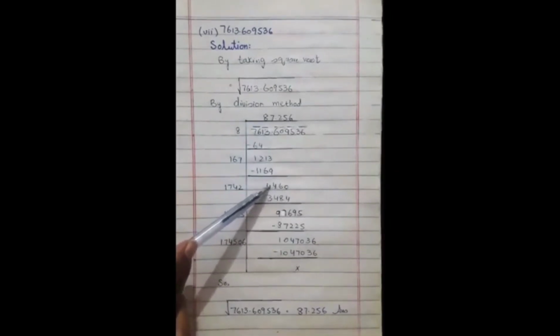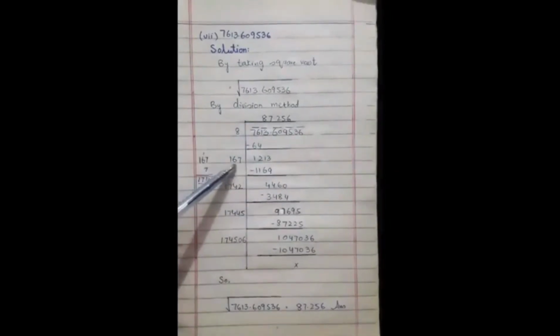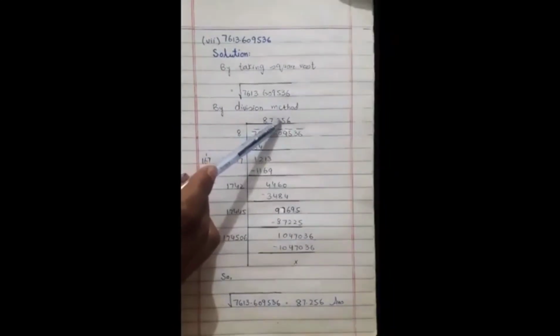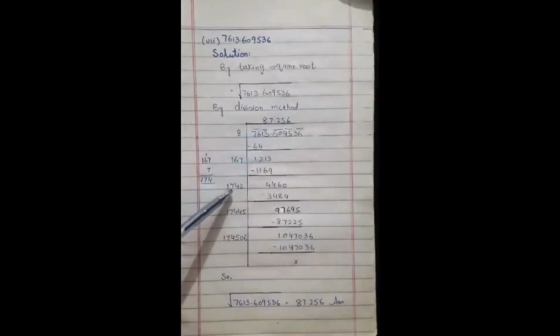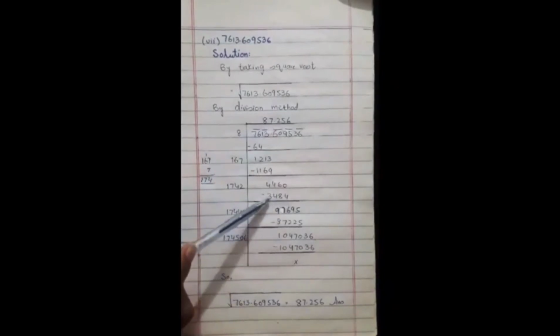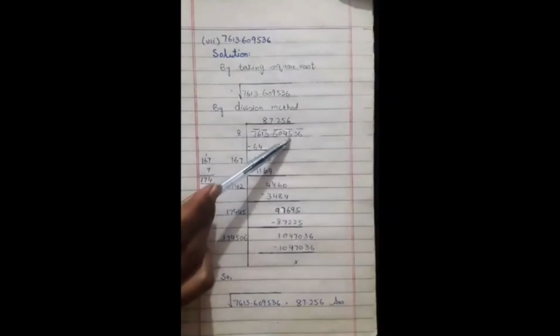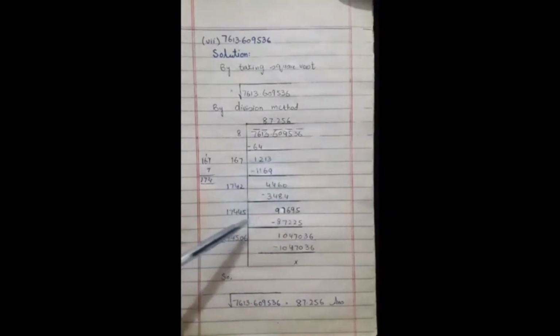Place the point in the quotient and then bring down another pair which is 60. Now the value becomes 4460. Double the value 160. 7 becomes double, and then 7 plus 7 is 14, 1 carry, 6 plus 1 is 7. So the value becomes 174. Then take another digit with 174 as well as quotient and divisor. So we get 3484. Subtract 3484 from 4460 and get 976. Now bring down another pair, which is 95.